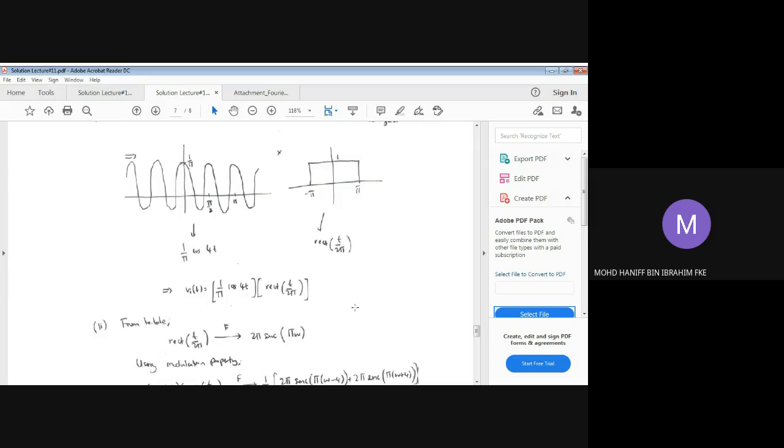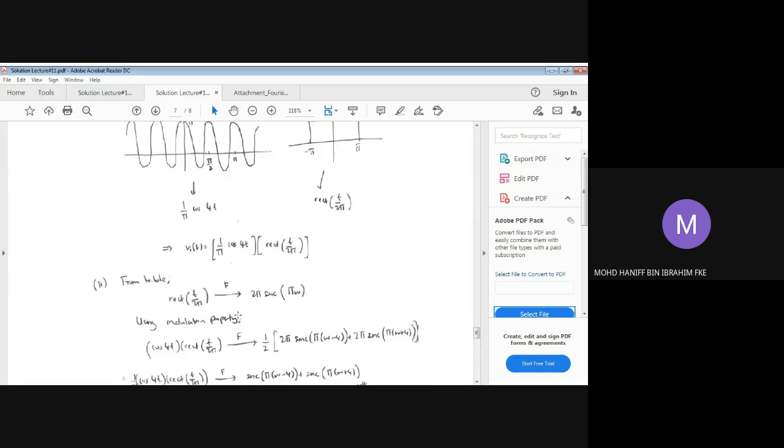Okay, so for the v(t), since this is the answer for v(t) and we have a cosine term there, by right we must use the modulation property to find V(omega). So what we have to do now is to find the Fourier transform for the rectangular function here. For this rect(t over 2 pi), the Fourier transform will be 2 pi sinc of pi omega. So I hope by now you have understood how to obtain this Fourier transform. If your time domain is a rectangular function, always refer back to the table.